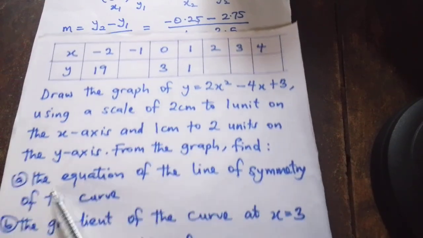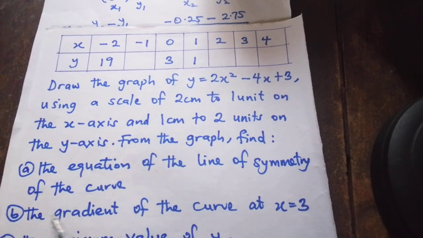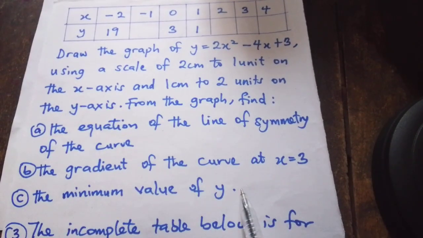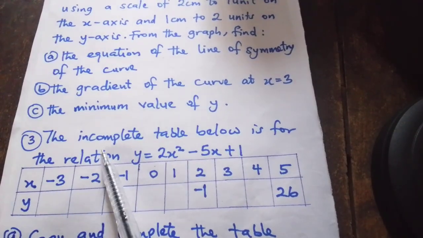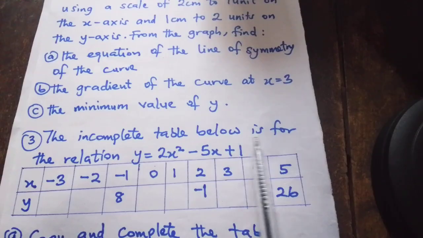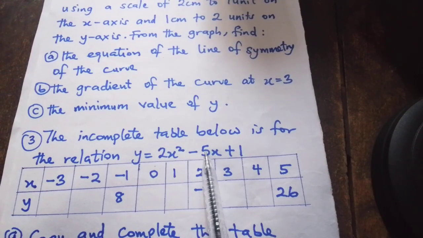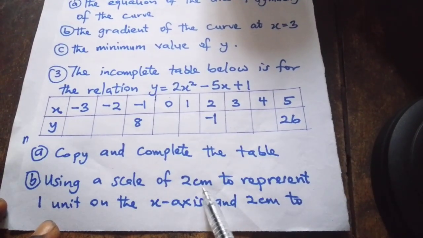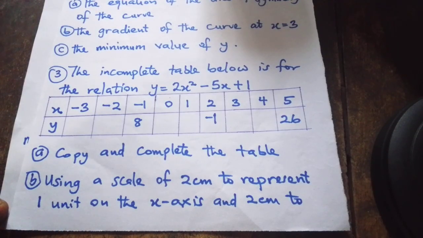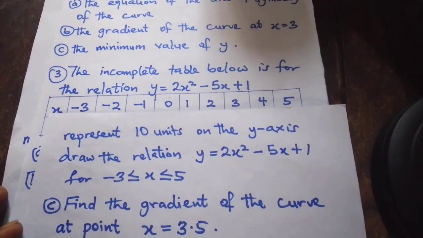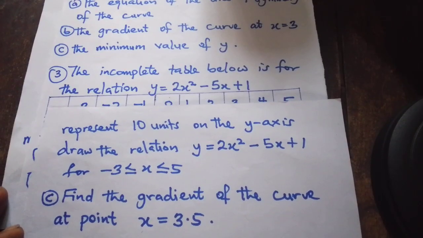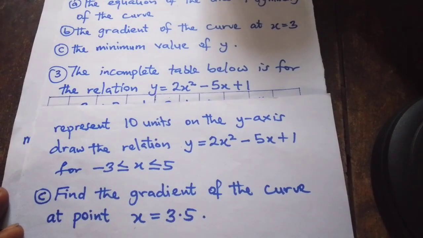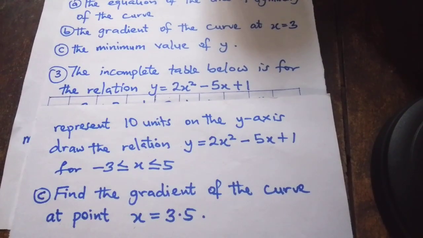From the graph, find A, the equation of the line of symmetry of the curve. B, the gradient of the curve when x is equal to 3. C, the minimum value of y. Number 3, the incomplete table below is for the relation y equals 2x squared minus 5x plus 1. This is the table. Then A, copy and complete the table. B, using a scale of 2 cm to represent 1 unit on the x-axis and 2 cm to represent 10 units on the y-axis, draw the relation y equals 2x squared minus 5x plus 1 for values of x from -3 to 5. Then C, find the gradient of the curve at the point x is equal to 3.5.